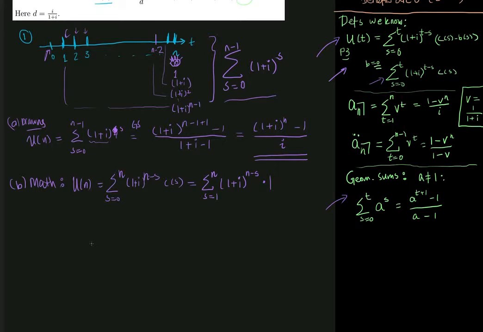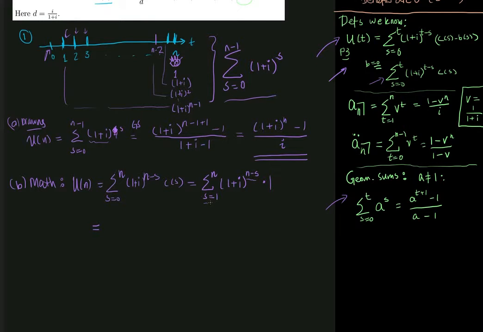Now, how can I use the geometric sum formula here? Well, we can't just really use it yet because I need s to be up here and s to be down here, and that's not the case right now. So what do I do? Well, let us try to think a little bit about this. What is actually in this sum?